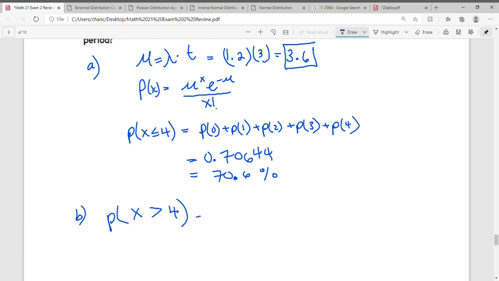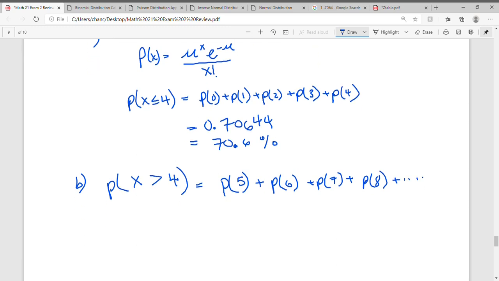Now to do this, I can do it by hand if I wanted to. The first number greater than 4 would be 5. Remember, this is a discrete distribution, that's why we're using whole numbers. Plus P of 6, plus P of 7, plus P of 8, and it keeps going. But if we were to do this by hand, this is not possible.